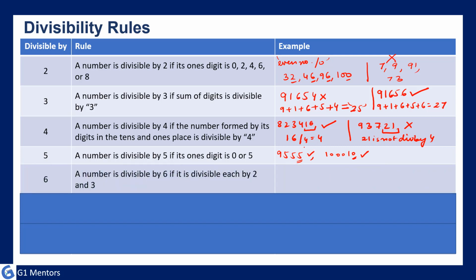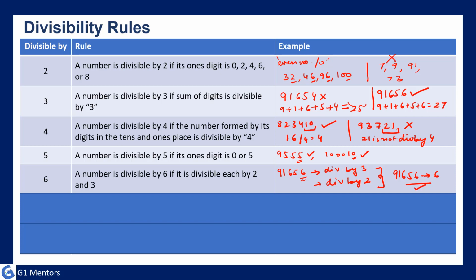Now let's see the rule of 6. A number is divisible by 6 if it is divisible by both 2 and 3. So for example, 91656 is divisible by 3. Since its ones digit is also an even number, it is divisible by 2. So this number 91656 hence is divisible by 6.